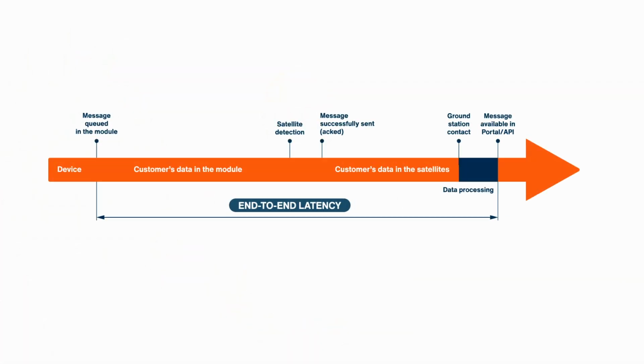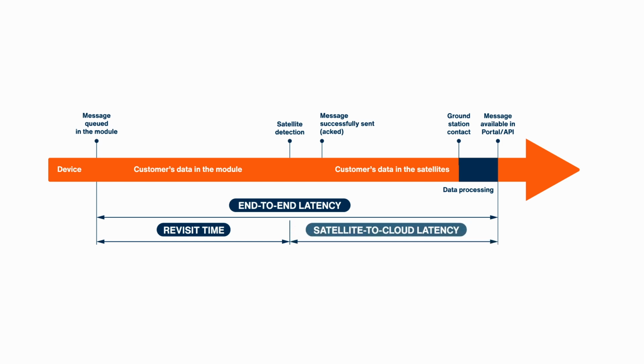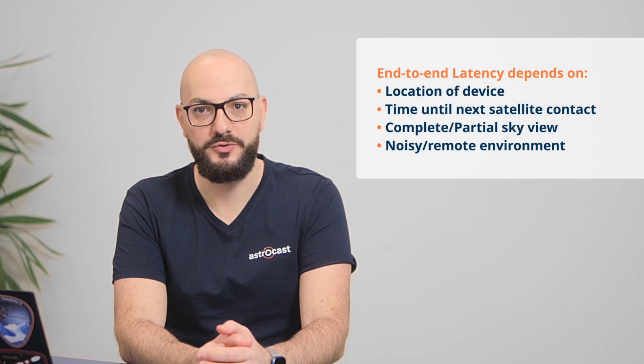Let's talk about latency. The end-to-end latency is composed of 2 parts. First, satellite revisit time, which is the time between 2 satellite contact opportunities. Second, satellite to cloud latency, which is the time spent by the data in the satellite. Now, onto the juicy question. What is the latency that you, as a user, should expect? The short answer is, well, that depends. But the long answer is, there is no single latency that applies to all devices across the globe, as it depends on many factors.